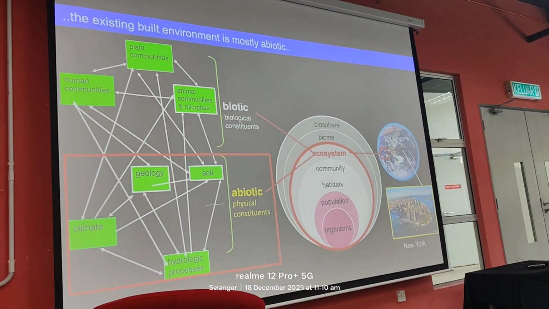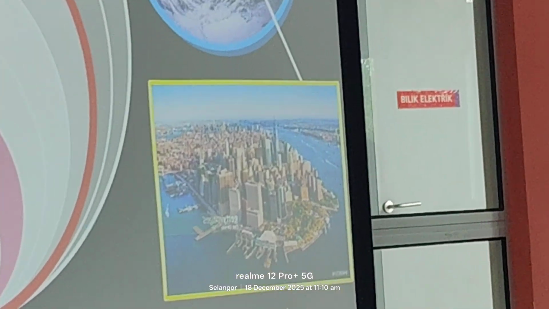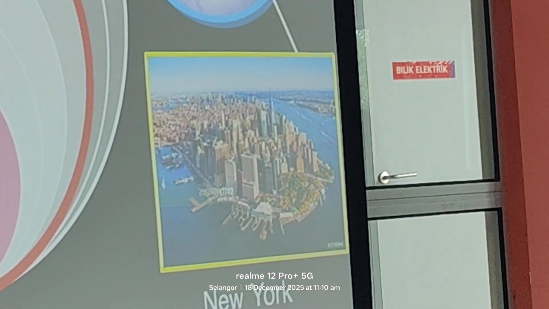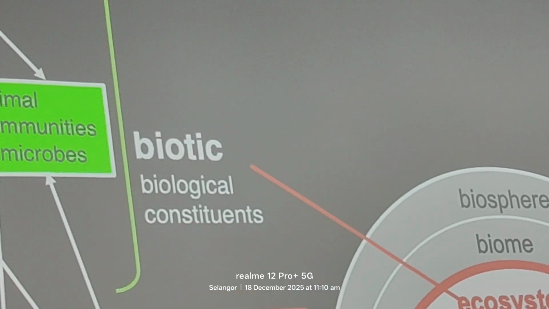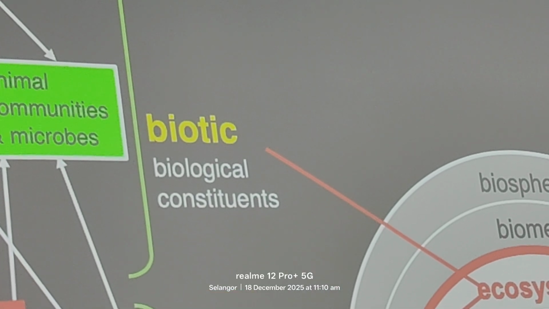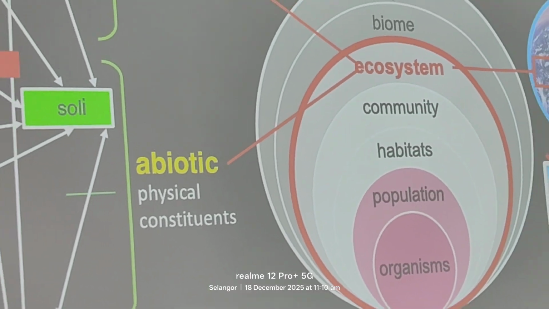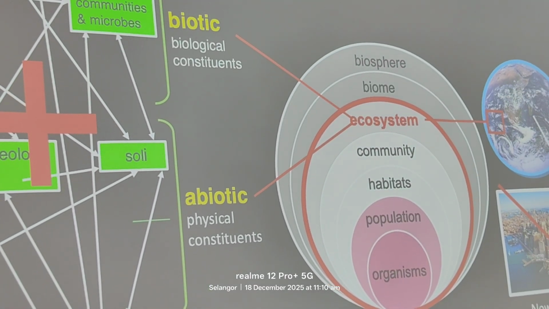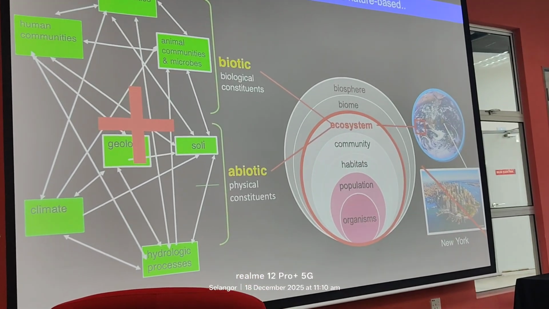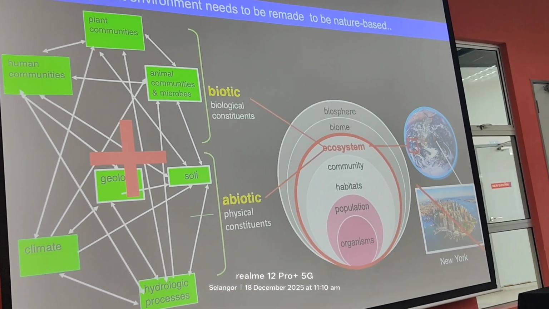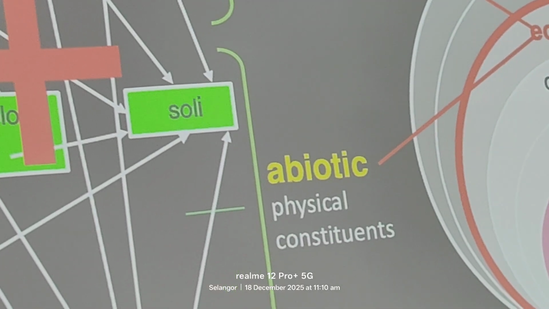If you look at a city like Kuala Lumpur or New York, it's mostly abiotic. Abiotic means it's mostly inorganic. So then where is the organic component? We need to bring together the organic and the inorganic to create habitats. So our work starts to look at how we can create habitats in the built environment.